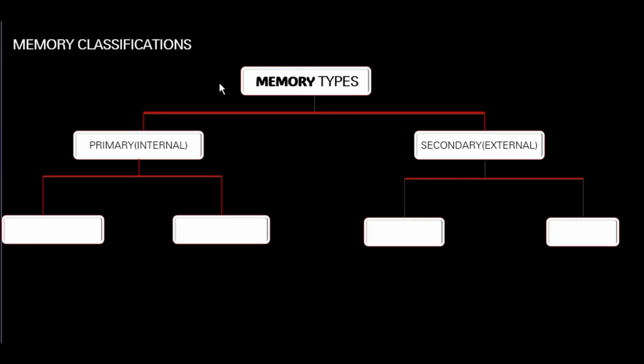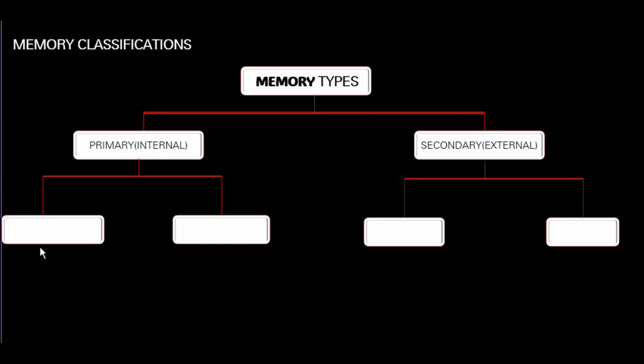So in classifying memory, we have two main types. We have the primary and then the secondary. The primary is also known as the internal, and the secondary is known as the external. This primary can further be broken down into two main categories. The first category we have here is the volatile memory.